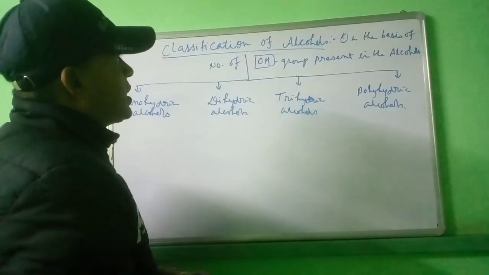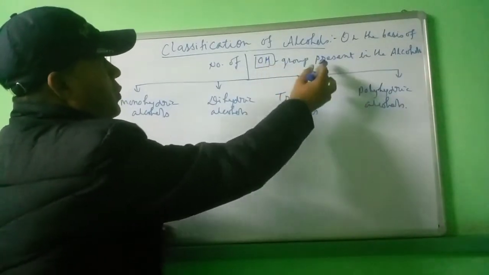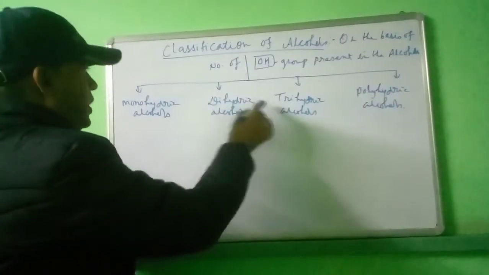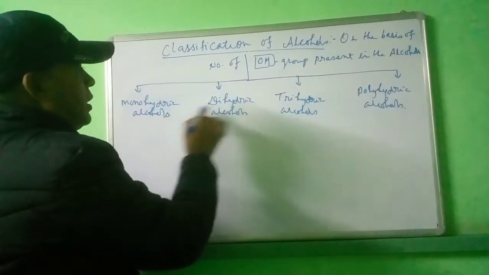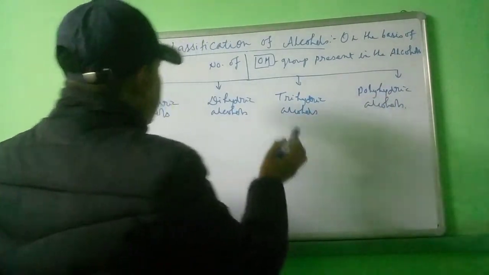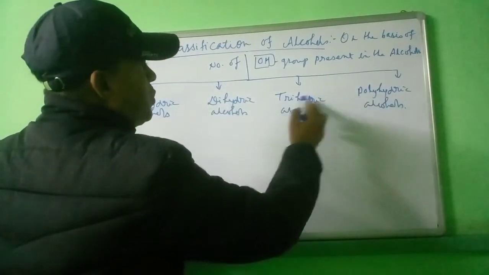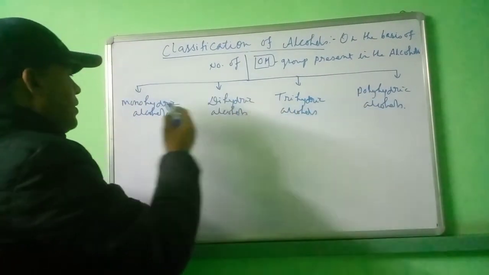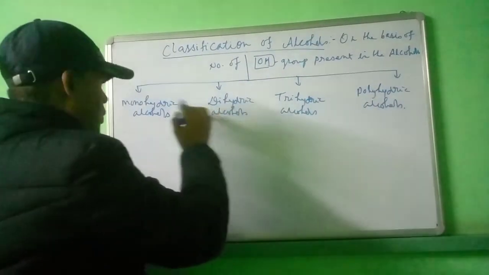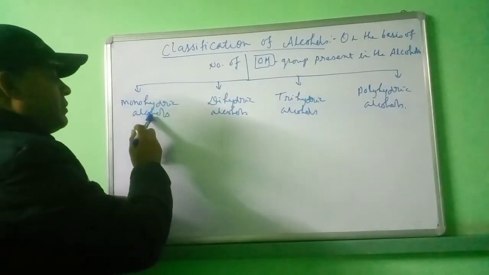Okay, now classification of alcohol on the basis of the number of OH groups, the number of hydroxyl groups present in the alcohol. Alcohol can be classified in four different ways: monohydric alcohol, dihydric alcohol, trihydric alcohol, or polyhydric alcohol. Mono means 1, di means 2, tri means 3, and poly means more than 3. If more than 3 OH groups are present in the compound, then it is polyhydric. Two OH groups, dihydric. Three, trihydric. If only 1 OH group is present, then it is a monohydric alcohol.